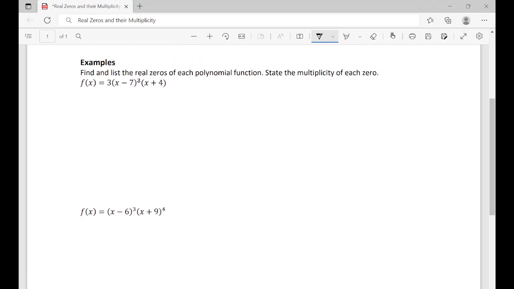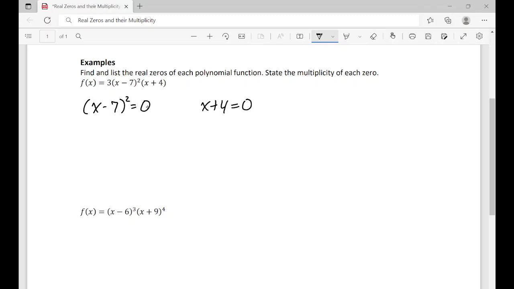So we're going to find and list the real zeros of each polynomial function, then state the multiplicity of each zero. For our first one, we have f of x equals 3 times (x minus 7) squared times (x plus 4). We're going to set everything equal to 0, but 3 equals 0 is just a throwaway, so we're not going to bother with that. We're going to start off with (x minus 7) squared and (x plus 4) equals 0. So we're going to set each one of these individually equal to 0.